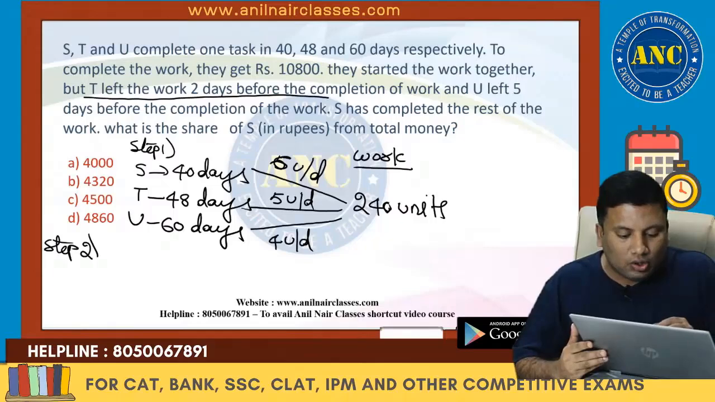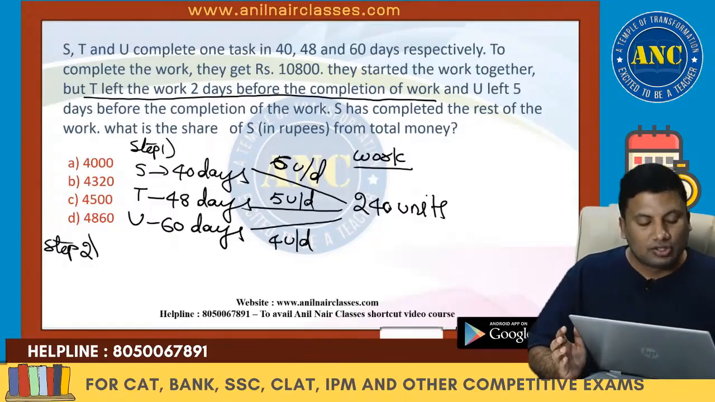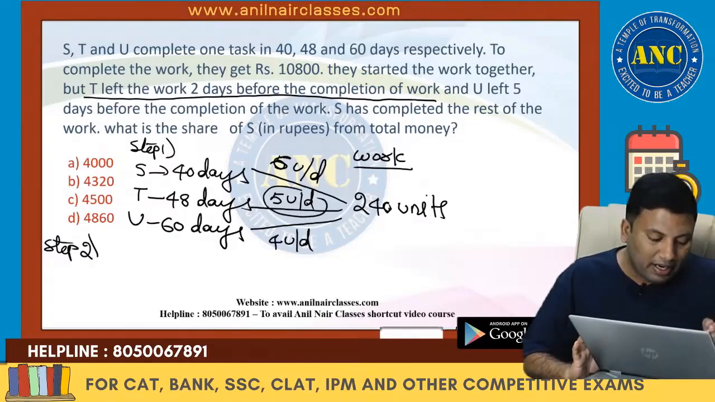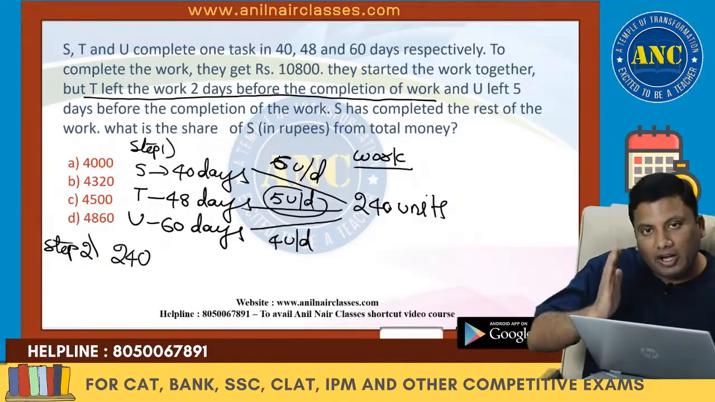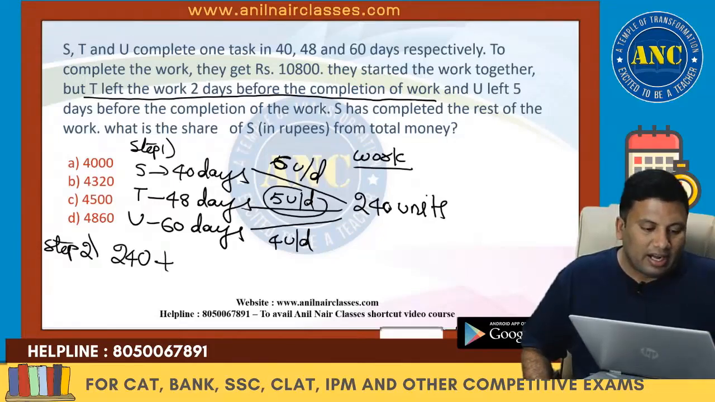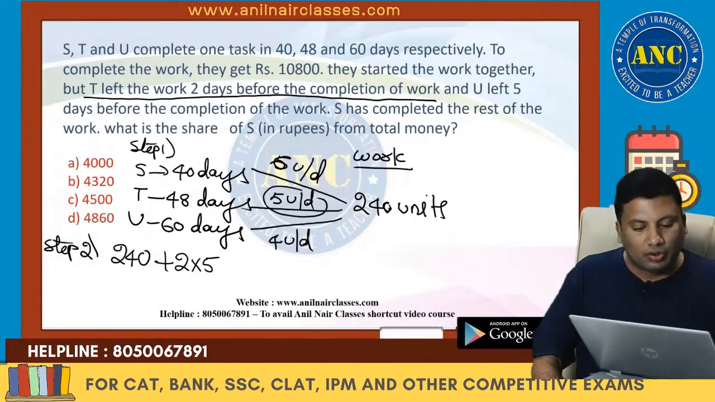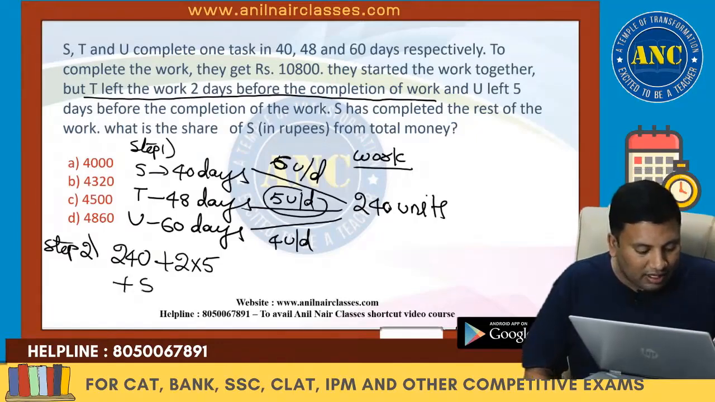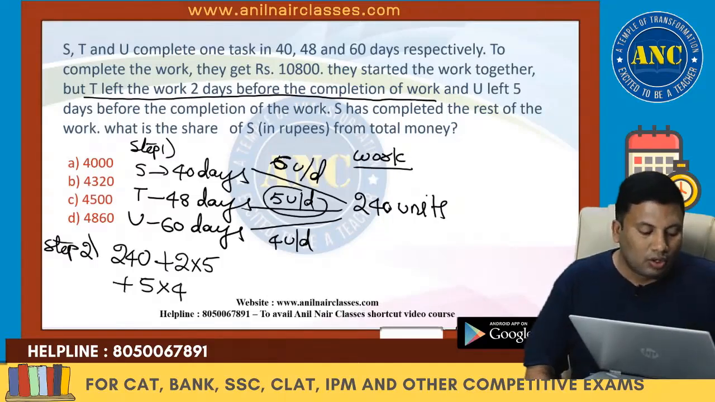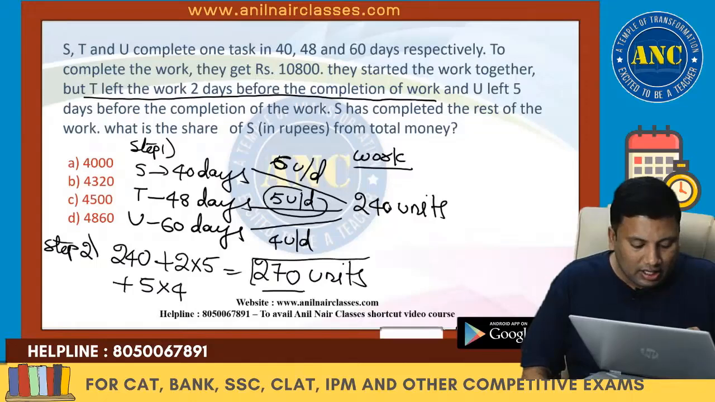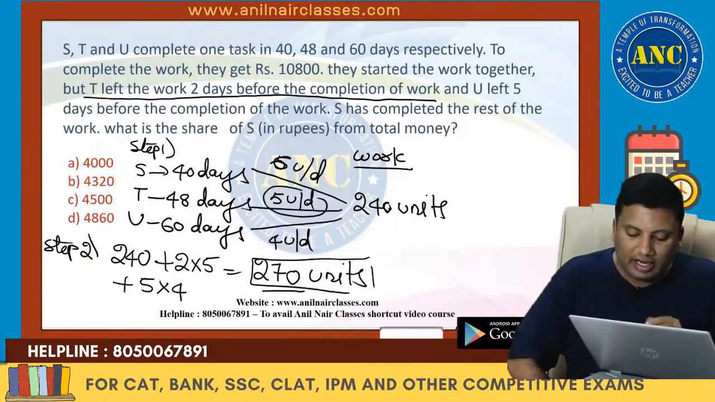T left the work 2 days before the completion of the work. So, 2 days before, what is actually T's contribution? 5 units per day. Actually, it is not total work 240. He left, because he left, there is a lesser value. If he were there, he would have done 2 into 5. U left 5 days before the work, so it is 5 into 4. So 240 plus 10 plus 20, total 270 units of work needs to be done.